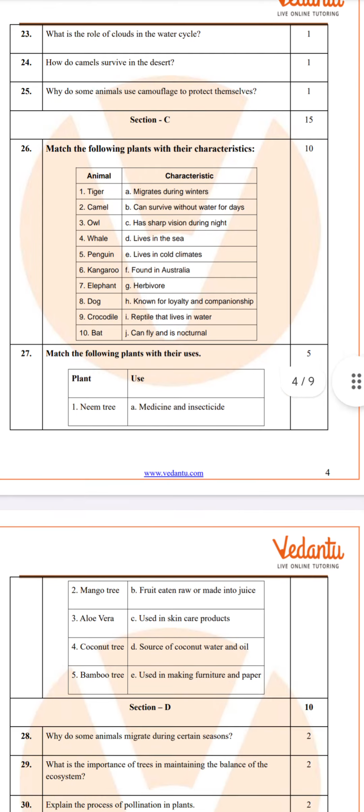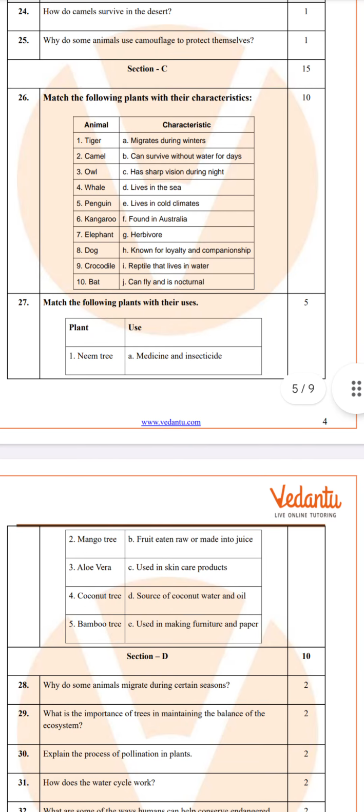Moving on to the 27th question, I will read out the answers. Neem tree is a medicine and insecticide. Mango tree is the fruit eaten raw or made into juice. Aloe vera is used in skincare products. Coconut tree is a source of coconut water and oil. Bamboo tree is used in making furniture and paper.